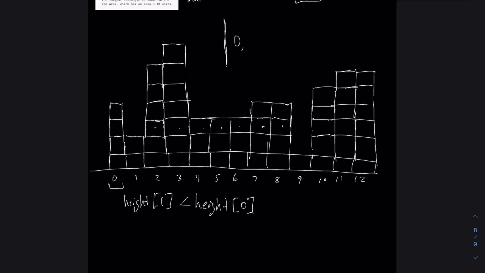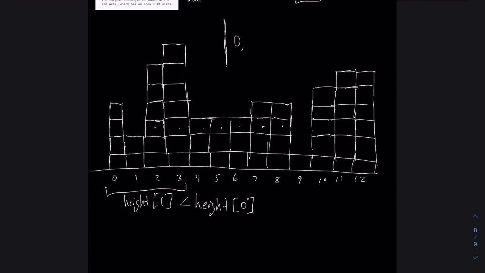So for the first one, the height would be itself. But here it's bounded by 2, right? Bounded by that second one's height. Here it's bounded by 2 again because it's bounded by index 1.